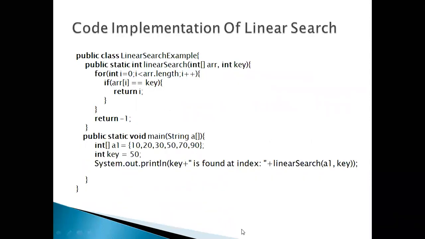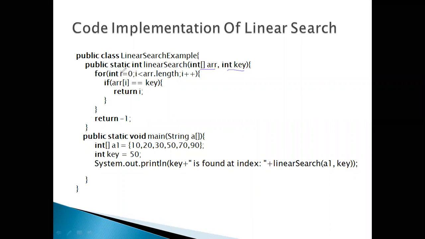So this is the code implementation of linear search in Java. We declared a class, public class LinearSearchExample. Then we have this method linearSearch, public static int linearSearch, and we have to pass the array as well as the key. The array in which we have to search is called array, where we have the data, and this is the key, the value that needs to be searched.